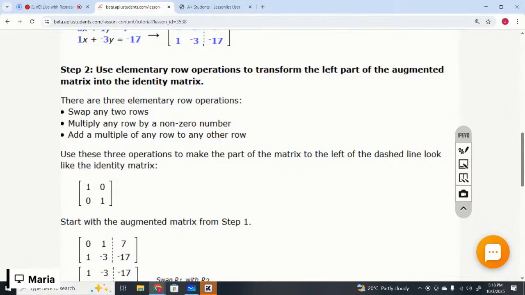So swap any two rows, multiply any row by a non-zero number. Add a multiple of any row to any other row.